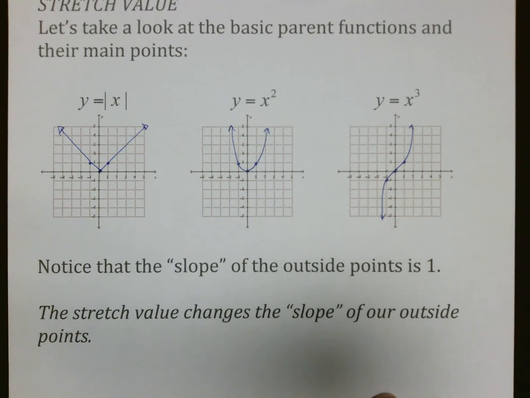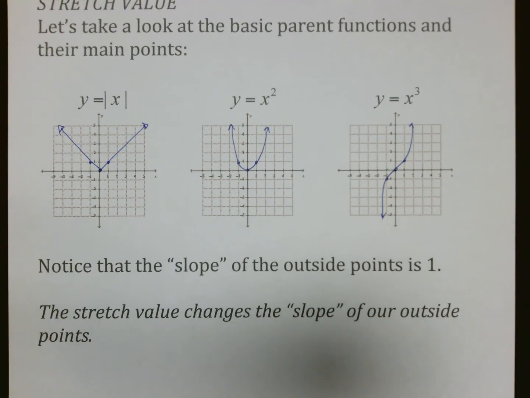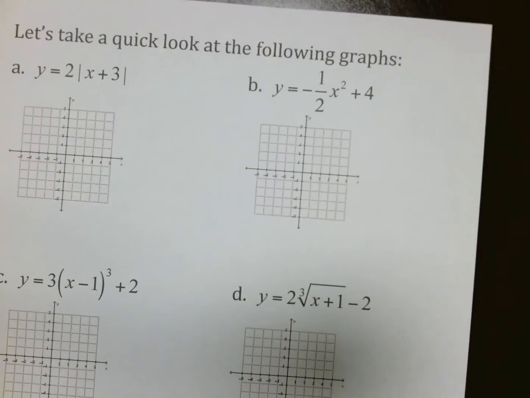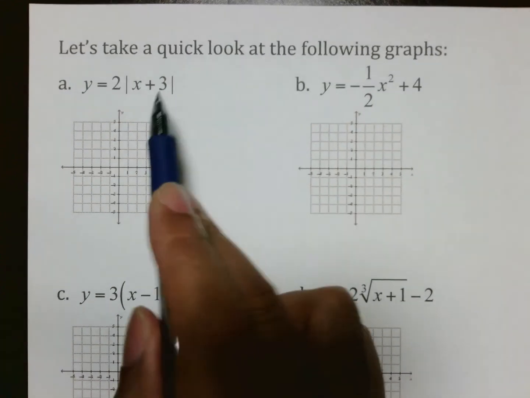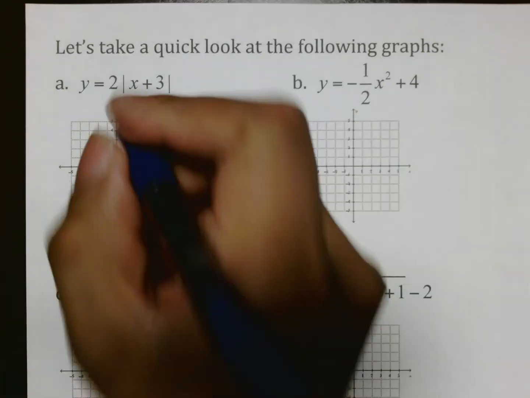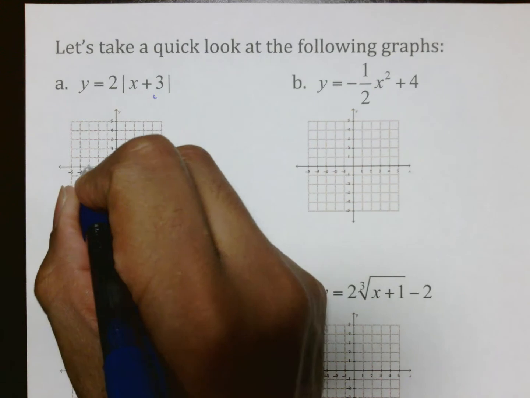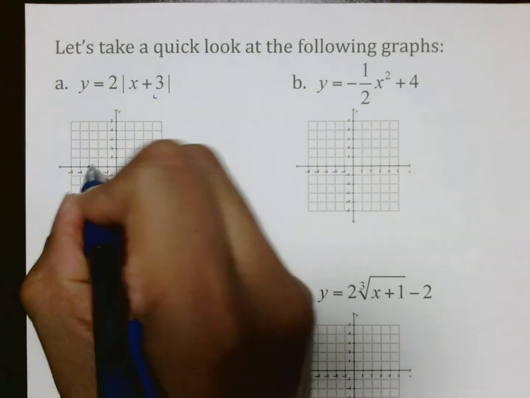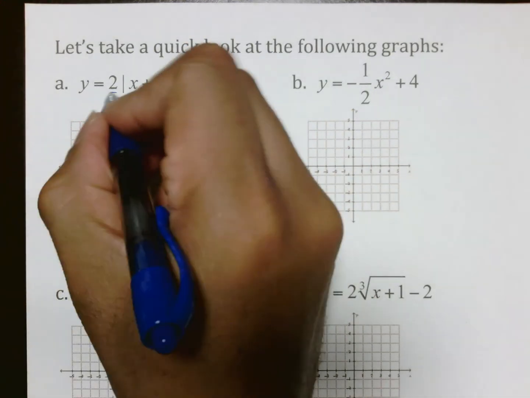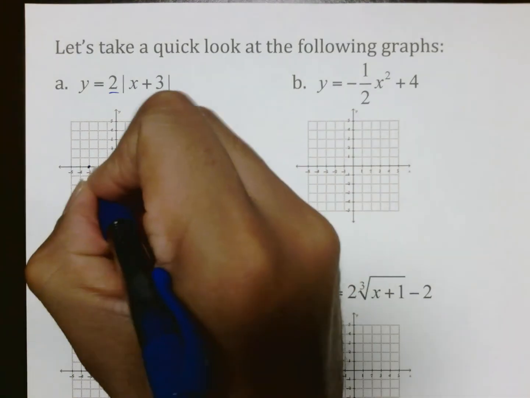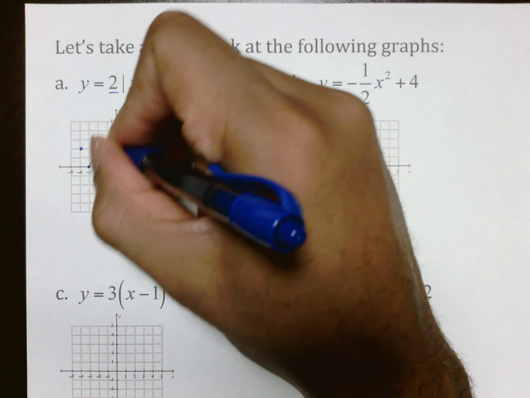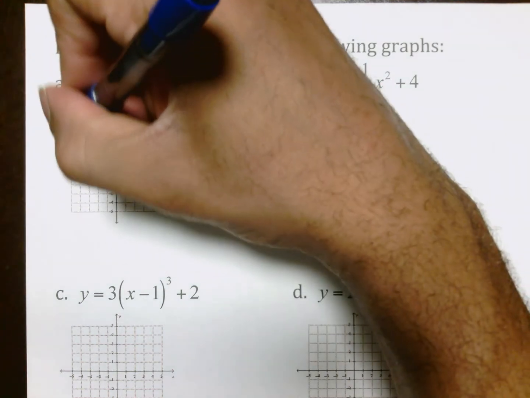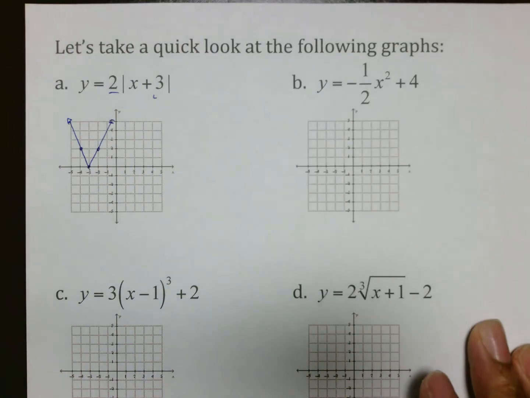What the stretch value does, and again you'll see what that value is, but it just changes the slope of the outside points. So if you're looking at this, first off we know it's absolute value. We still want to go through and say this is going to go 3 to the left, which it does. But now what happens is, instead of going over 1 up 1, our slope is now 2. So what we'll do is we'll go over 1 up 2, back 1 up 2, and draw your shape the way you were trained before. Again, absolute value is shaped like a V, and there you go.